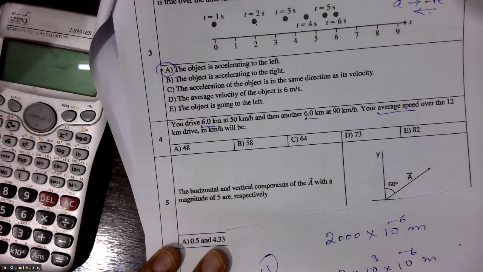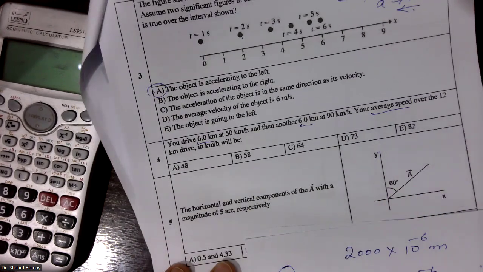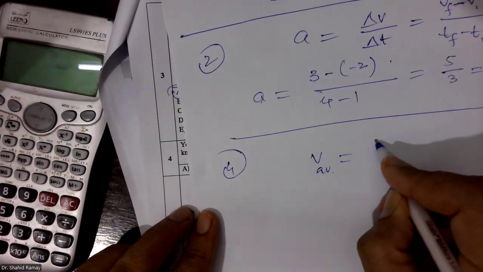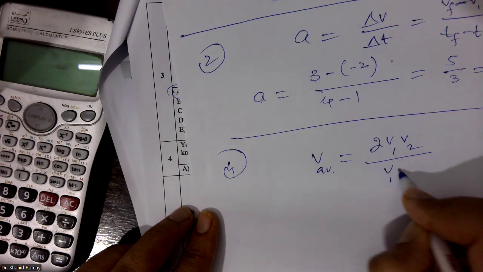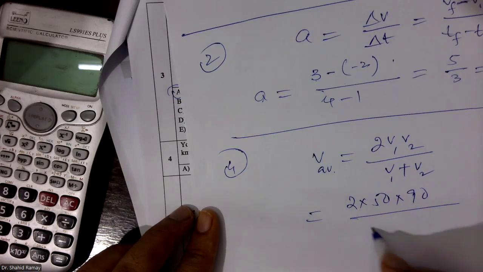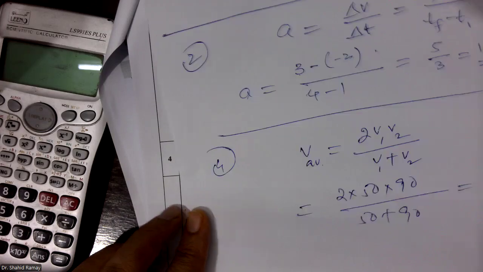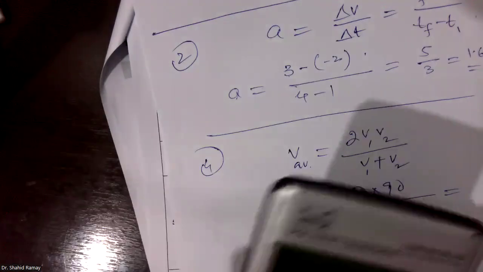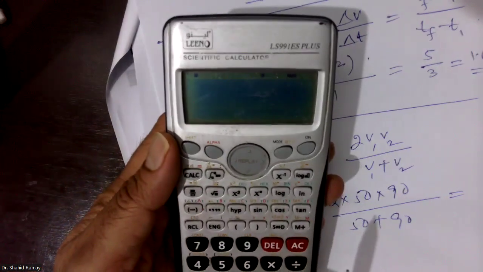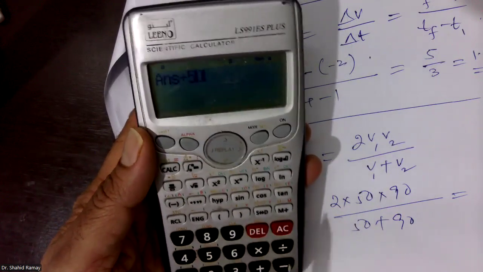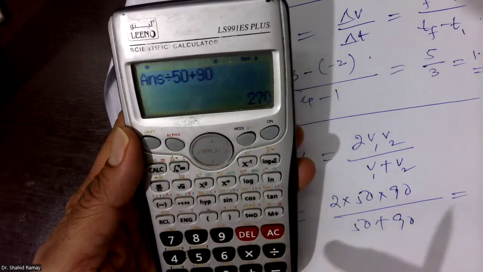So if the distance is same, you can directly apply the formula. In question number 4, you will apply V average is equal to 2 V1 V2 over V1 plus V2. So directly apply this formula: 2 into 50 into 90 divided by 50 plus 90, and solve this one. So when you solve this one, this is 2 into 50 into 90 divided by 50 plus 90.